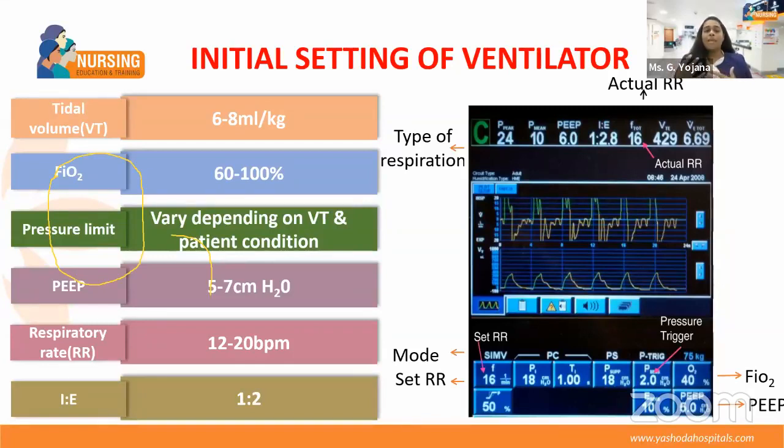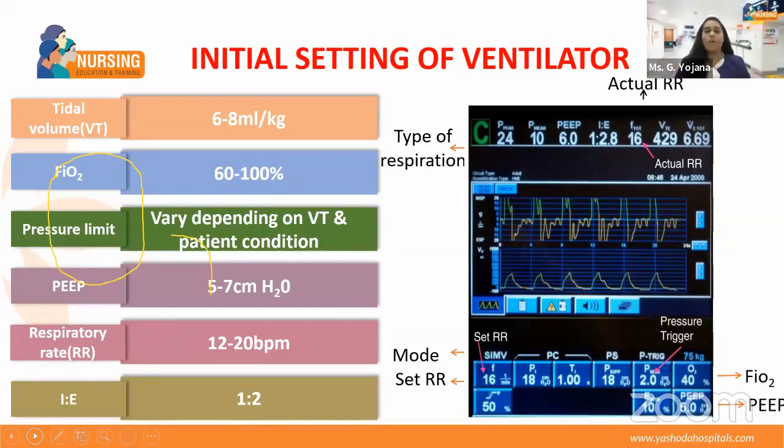Okay, PEEP means positive end expiratory pressure. This PEEP will help the alveoli to open, when oxygen is taken in or when a ventilator is giving a preset volume. At the end of the expiration, the patients will have a good volume in the alveoli, so they will be open. This helps in opening the alveoli to prevent the collapse of the alveoli during ventilation. So always set the PEEP to 5 to 7 centimeters of water.